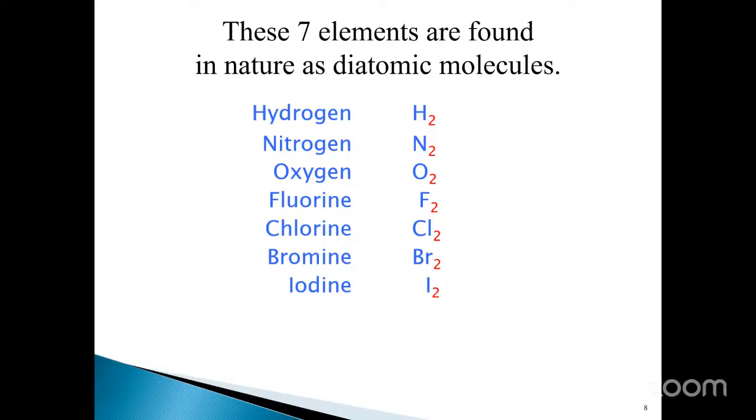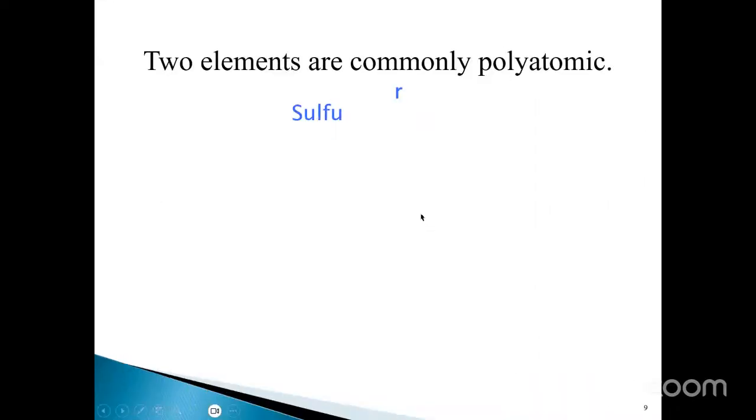4 of which are from group 7A, the halogens. The rest of them are hydrogen, nitrogen, and oxygen. The halogens are fluorine, chlorine, bromine, and iodine. So you need to memorize these elements as diatomic molecules. Also, there are some other elements that exist as polyatomic molecules, namely sulfur and phosphorus. Sulfur exists as 8 atoms per molecule, and phosphorus exists as 4 atoms per molecule. Again, you need to memorize those.